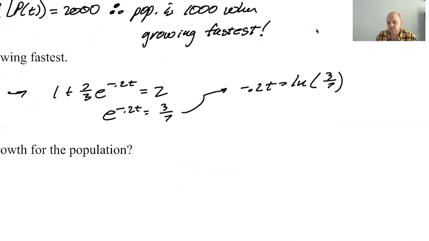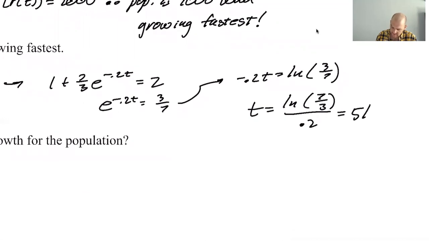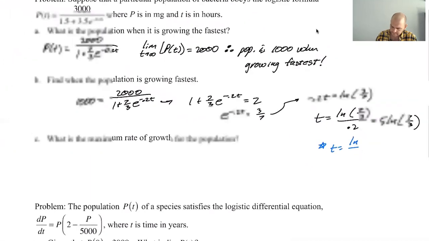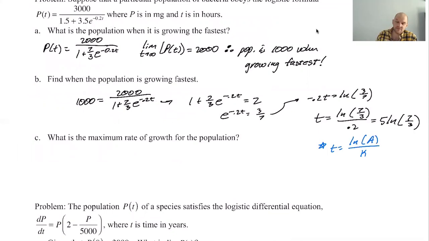Now I'm going to divide through by a negative, but the negative becomes the coefficient, and coefficients become exponents. So I'm going to end up with t equals the natural log of 7/3 over 0.2, which on the calculator would definitely say 5 times the natural log of 7/3. In general, I don't think this is worth memorizing. If you're one of my students, you have to show the work, but you're always going to end up with t equals the natural log of a over k. It happens every time, and then sometimes it simplifies.